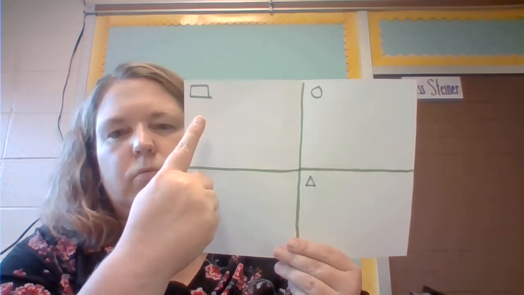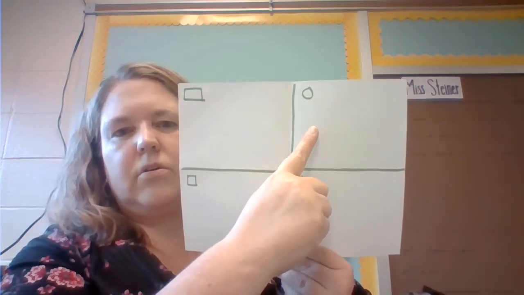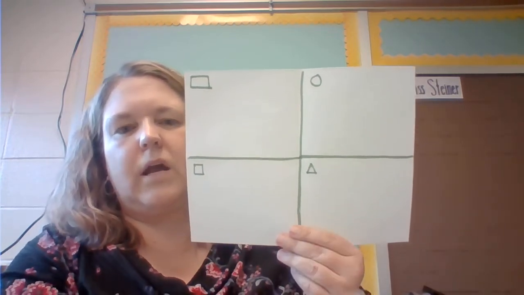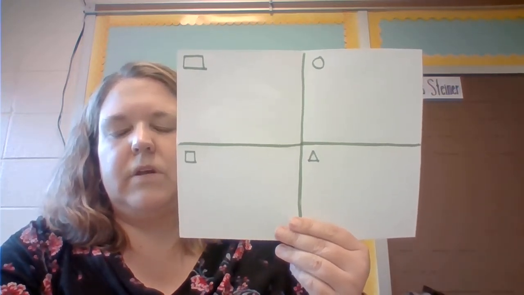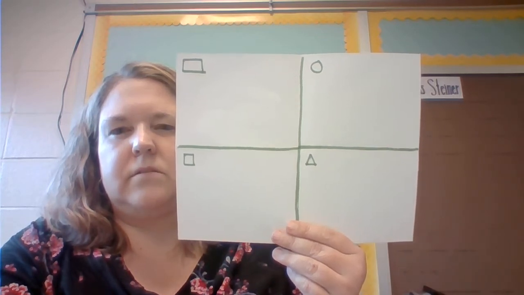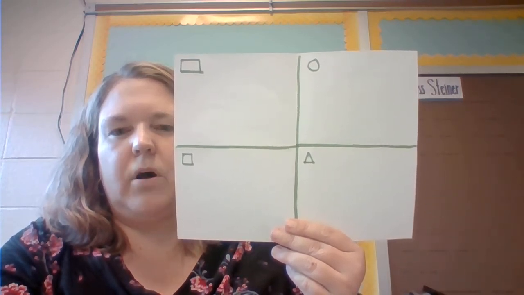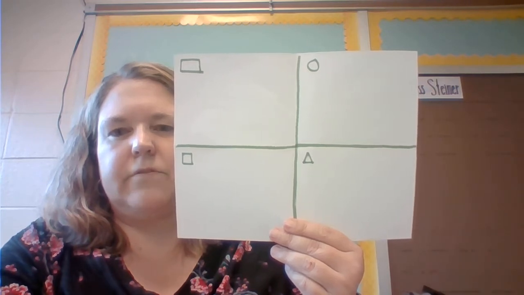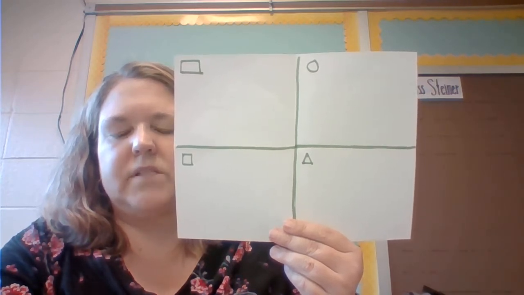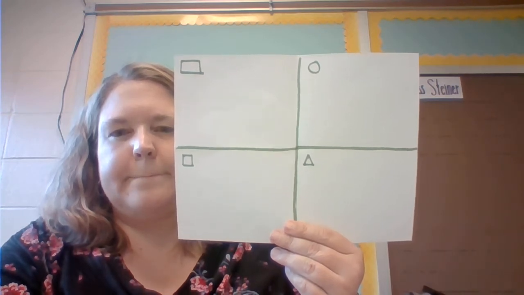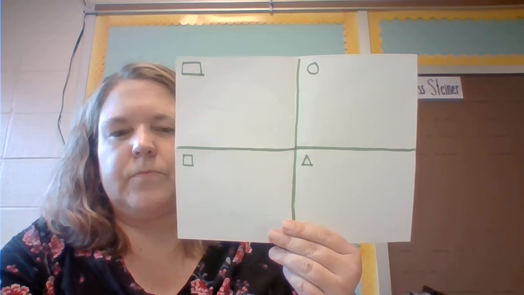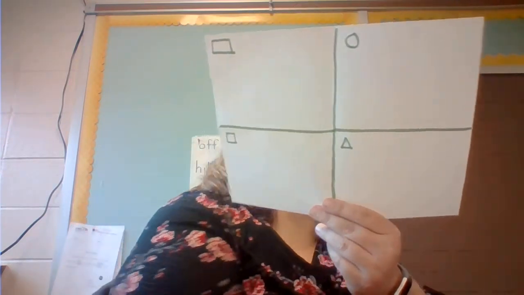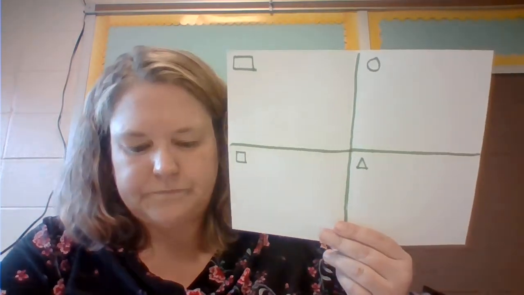And then you want to draw a rectangle, a circle, a square, and a triangle. I'm going to hold the paper up so that you can copy this. You might want to pause the video because I'm going to start in a few seconds on what we're going to do on this paper. So hopefully your paper is all ready. If it's not, go ahead and pause and get it ready.